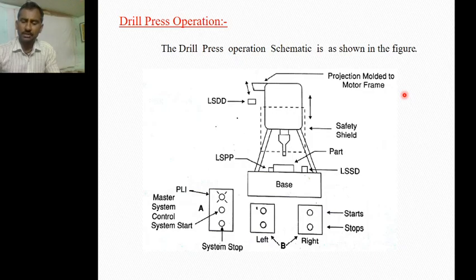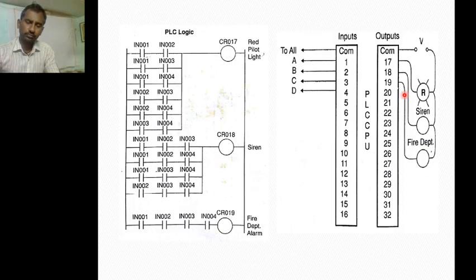These are the six examples which illustrate the use of contacts and coils. In every example we saw how to use the contacts and how to use the coils. One more example is the drill press operation, in which we will see how to make a hole in a particular object. That will be explained in the next video. Thank you.